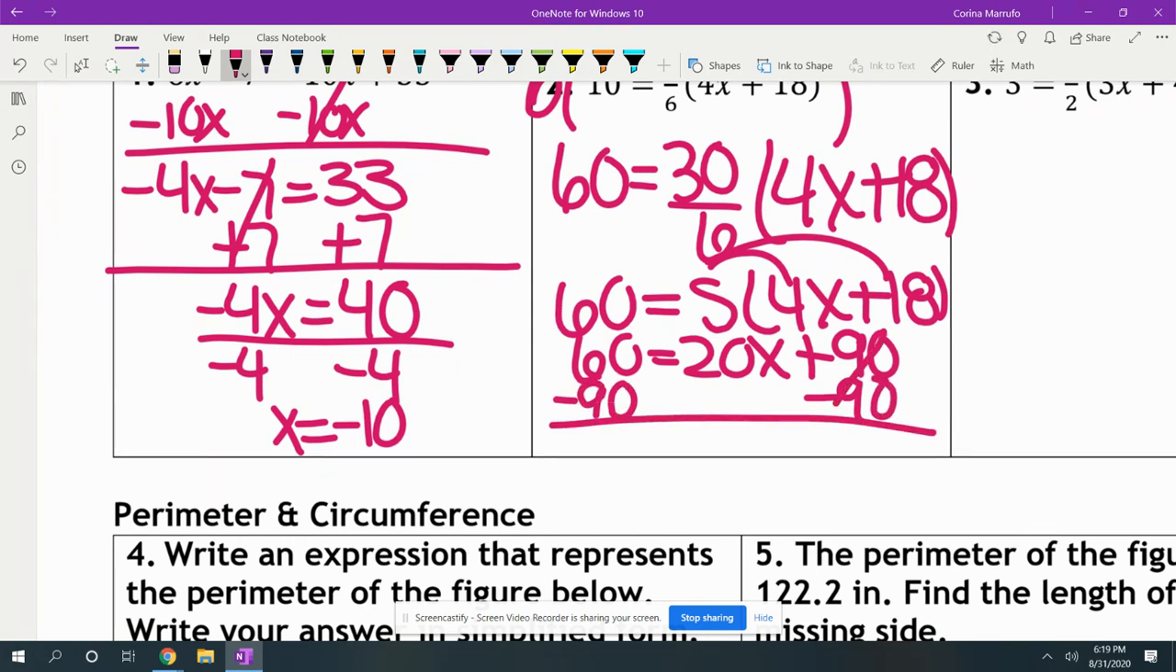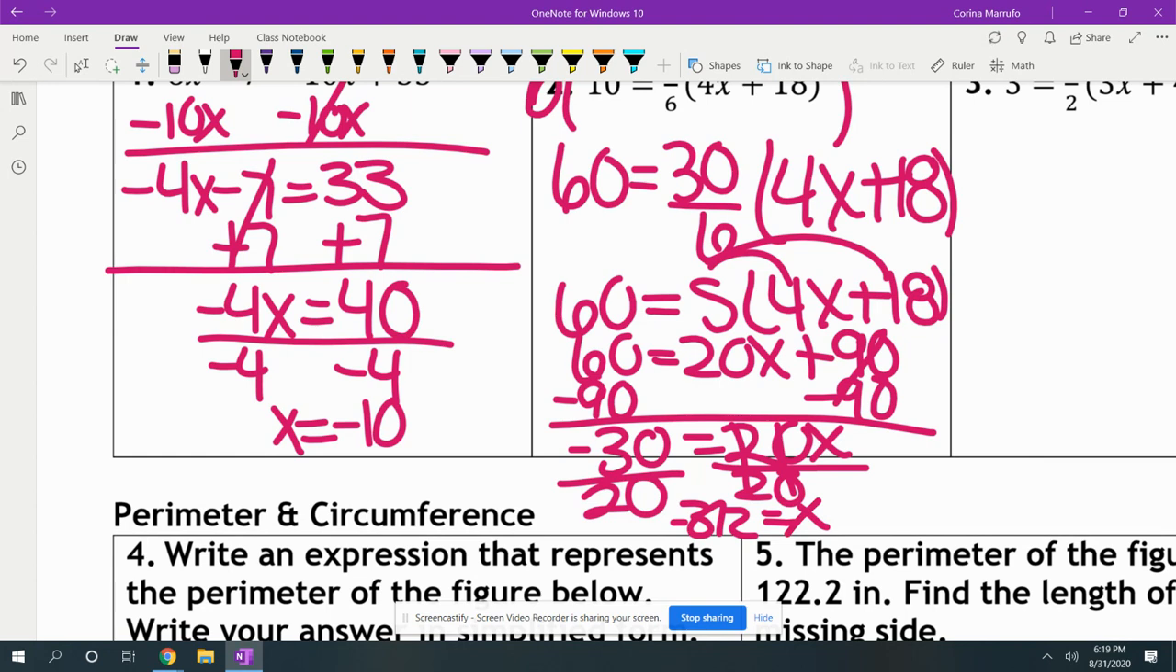And so we are going to get negative 30 equals 20x. And then our last step to get the x by itself is to divide by 20. And so 30 divided by 20 gives us negative 3 over 2.